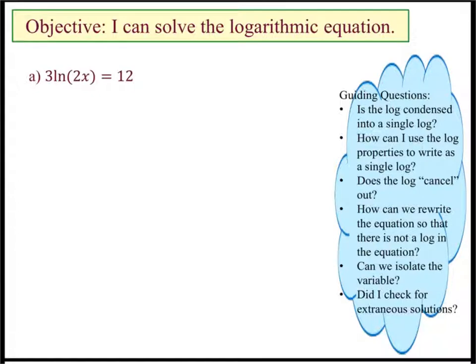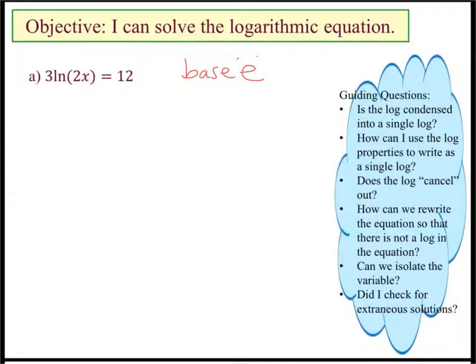Another example of this is the natural log. Now, a couple things that we can do here is, well, first of all, we don't need to condense it, but just think about what our base is. This is base e, because we see that ln, which means natural log.